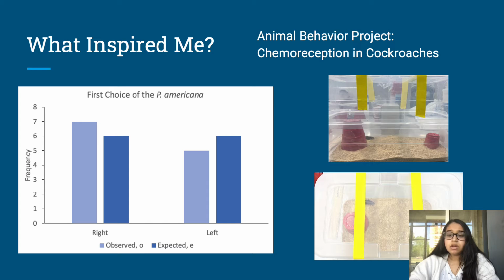In the middle, another P. americana was released to represent the cockroach's first choice, which was either left or right. A tally mark was recorded as illustrated by the graph. Unfortunately, our hypothesis was proven incorrect due to a lack of significant data. But nevertheless, this experiment inspired me to take a deeper look into the behavior of cockroaches as a whole.